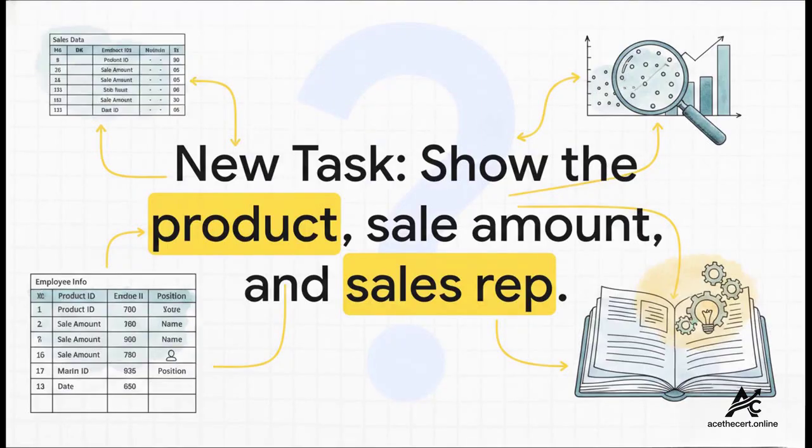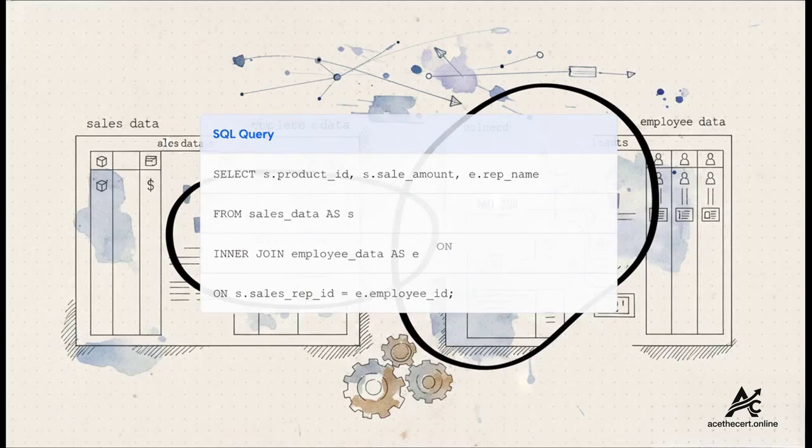Okay, so let's be really clear about our new business question. They want to see, for every single sale, the product, how much it sold for, and the name of the person who sold it. That means we need to grab bits of info from both our tables and show them all together. Now, I know this code can look a little intimidating if you haven't seen it before, but let's walk through it. It's actually pretty logical.